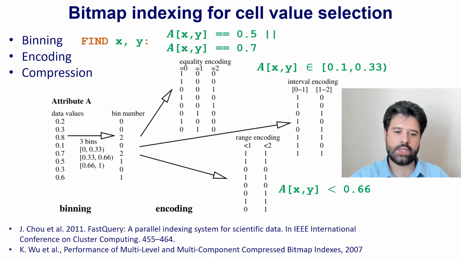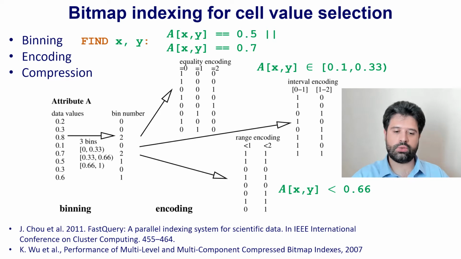Bitmap indices utilize three main techniques: binning, encoding, and compression. Usually, bitmaps have good compression ratios. This makes them especially efficient. First, cell values undergo binning. In this example, a set of floating point values are divided into 3 bins. After that, bin numbers are encoded as bitmaps.